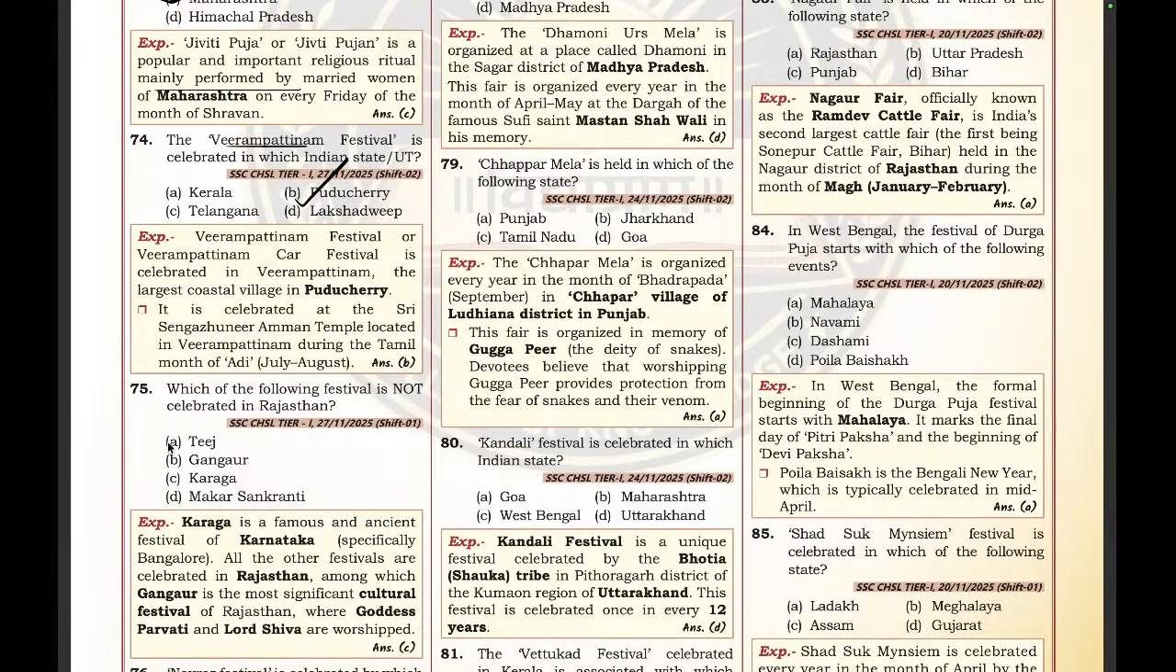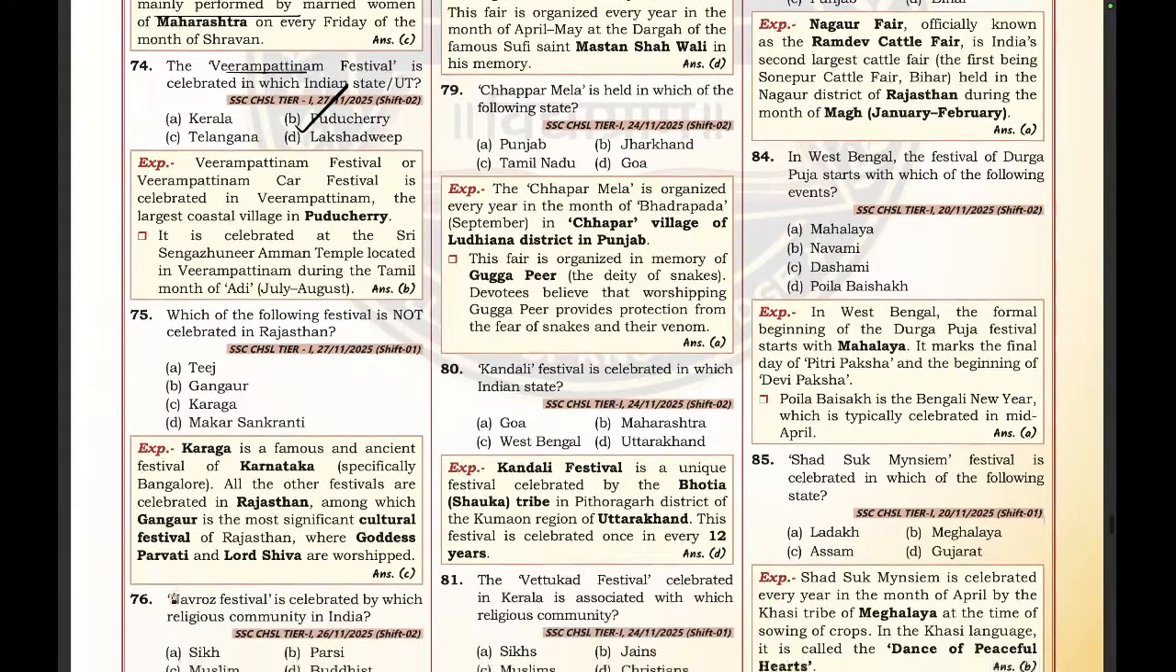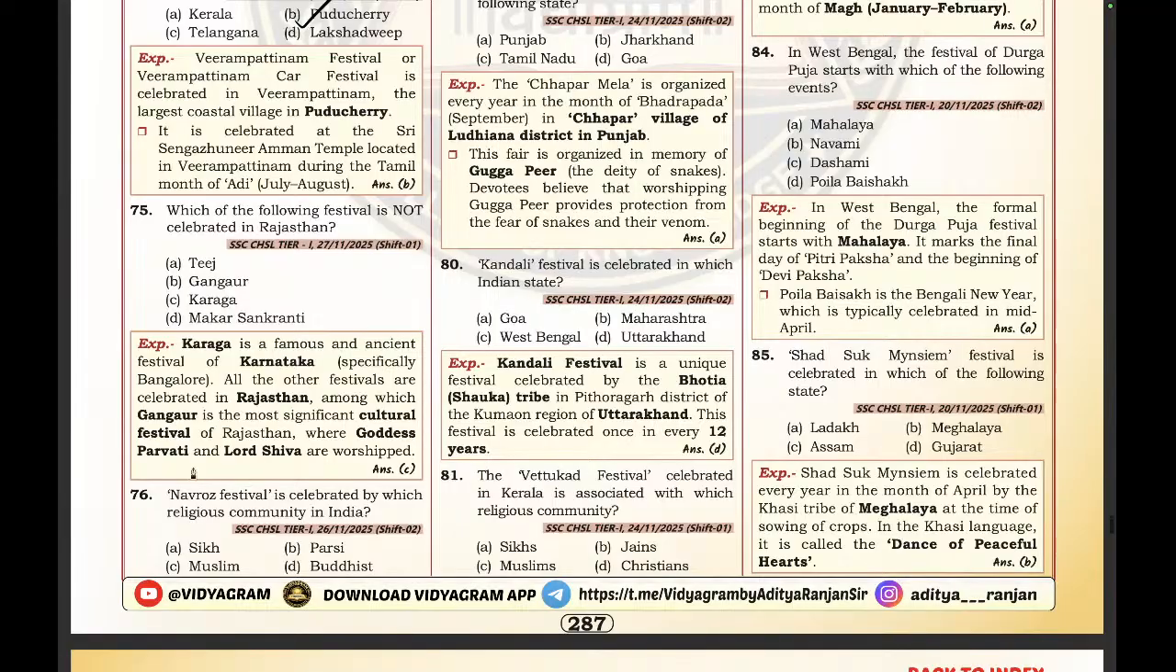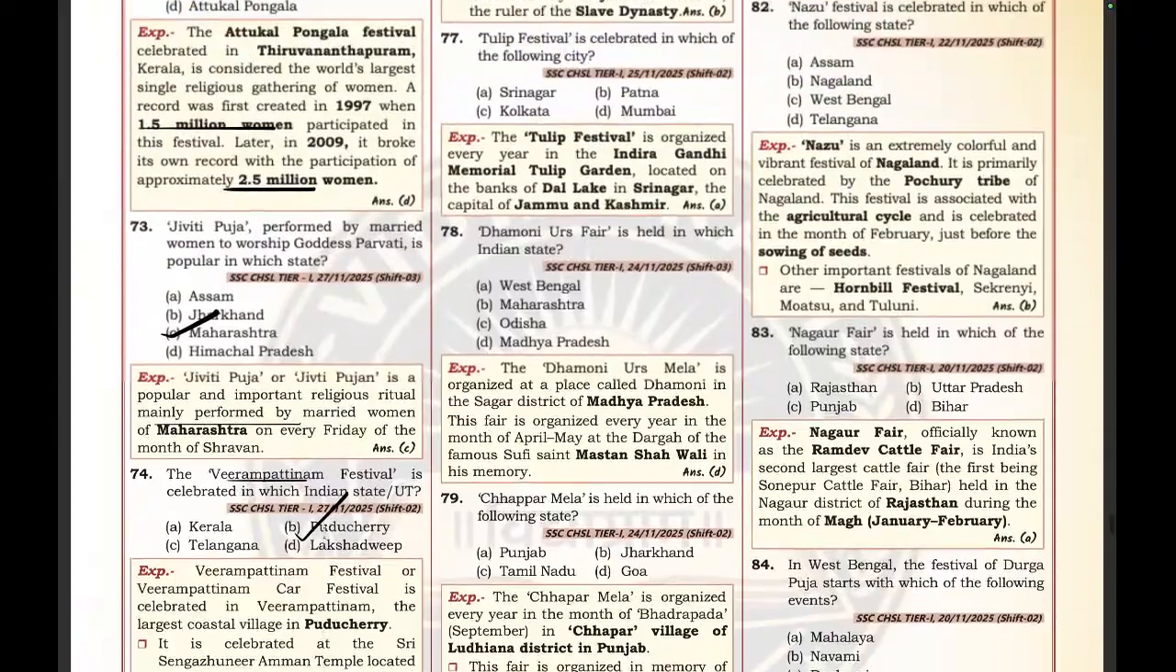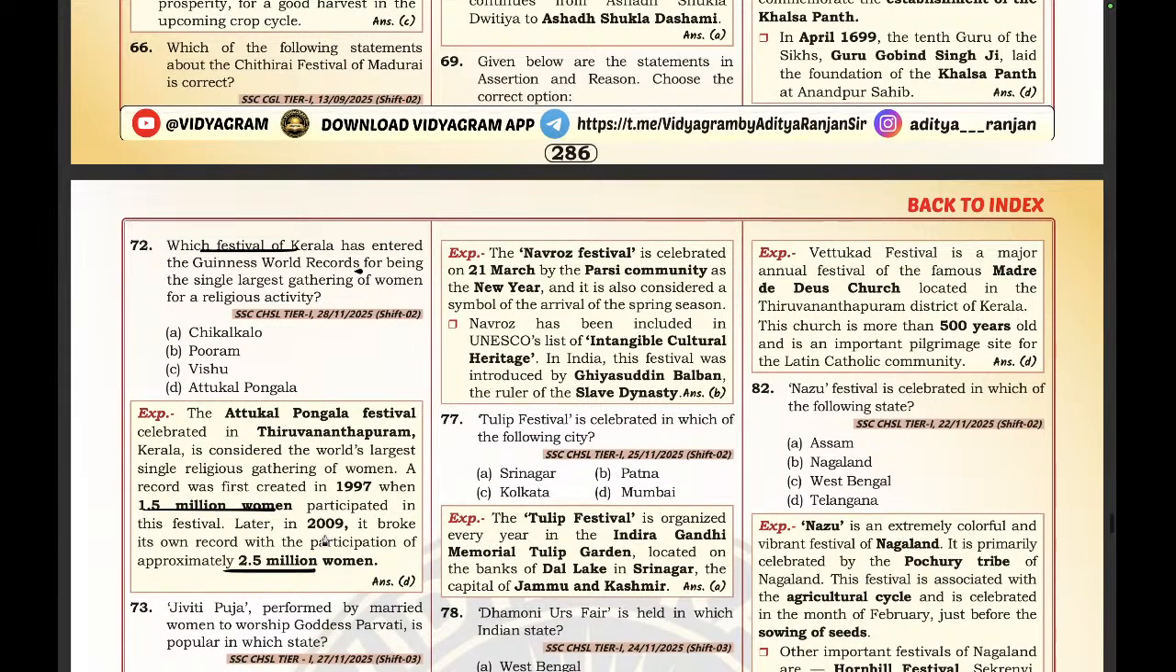Which of the following is Teej, Gangaur or Karaga? Karaga is in Karnataka, specifically from Karnataka. The Gangaur festival is one of the most special cultural traditions where goddess Parvati and Lord Shiva are worshipped. Okay, the Nowruz festival is celebrated by the Parsis. Nowruz festival, the Parsi community New Year. What is the Tulip festival celebrated in?